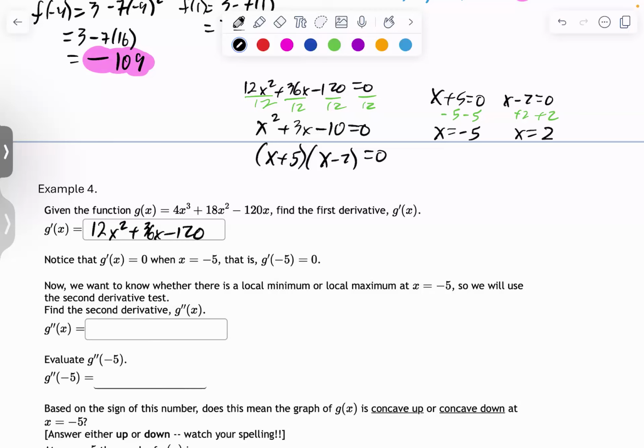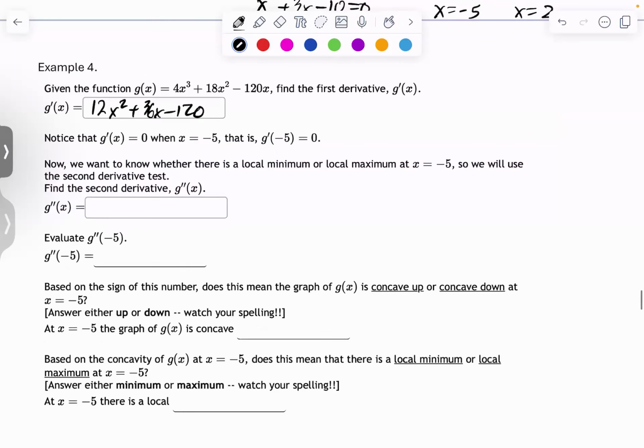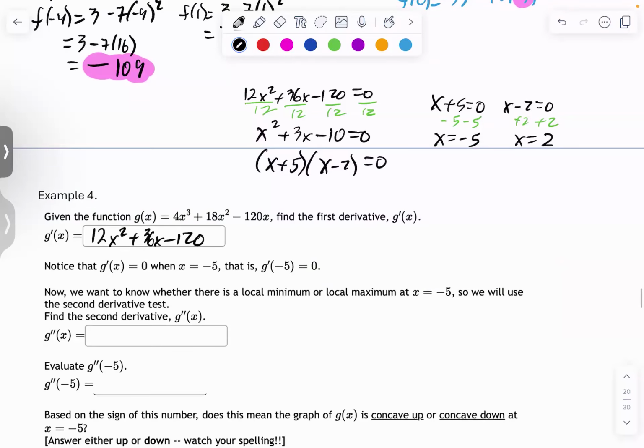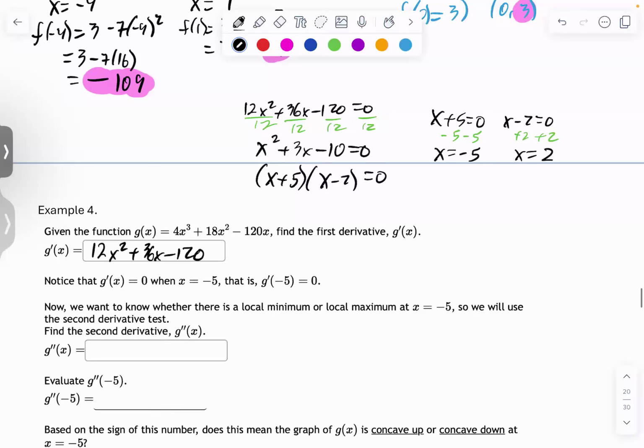We get that x equals -5, and they are pointing out that g prime of x equals 0 when x equals -5. That's true. That is g prime of -5 equals 0. So if I were to plug in that -5 into the derivative function, we would get 0. That's the whole point of what we just did. All right, now we want to know whether it's a local minimum or local maximum at -5, and they're really focusing just on that -5. So they're ignoring that 2 for this particular problem, which is fine. So let's see if this is a local minimum or local maximum. And we're going to use the second derivative test in this case.